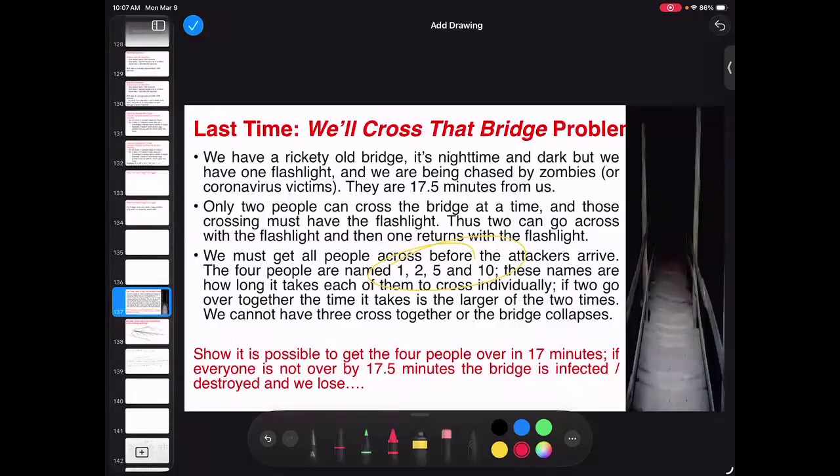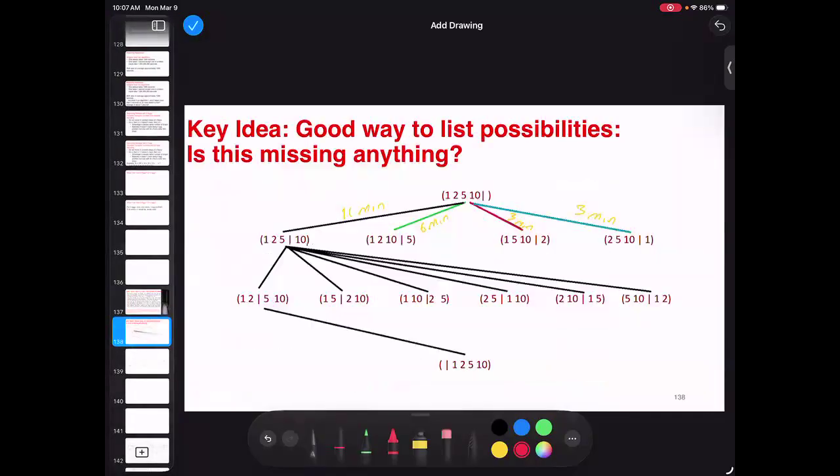The zombie flashlight line. So we're having people walk across the bridge. Their names are 1, 2, 5, and 10. It takes that long for each person to go. You need 2 people at a time maximum. You have to have the flashlight, and you want to cross the bridge in just 17 minutes. And so we started trying to think of good ways to draw things. And this wasn't terrible, but it wasn't keeping track of who has the flashlight.